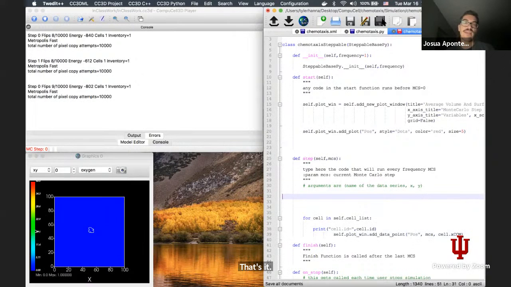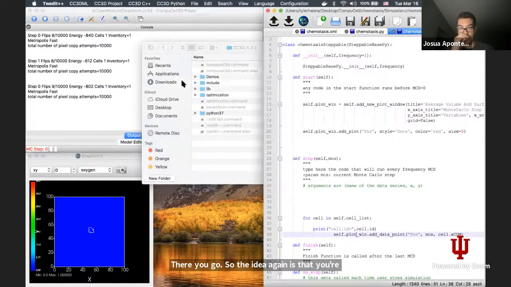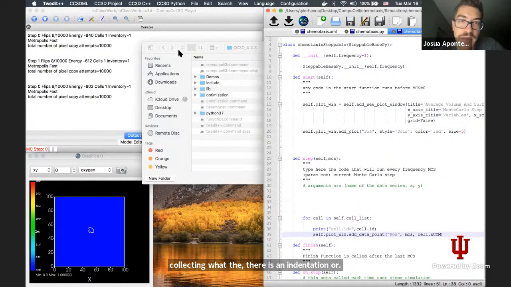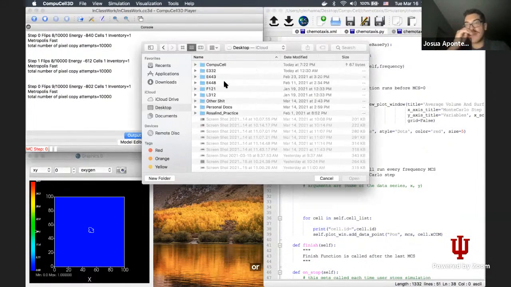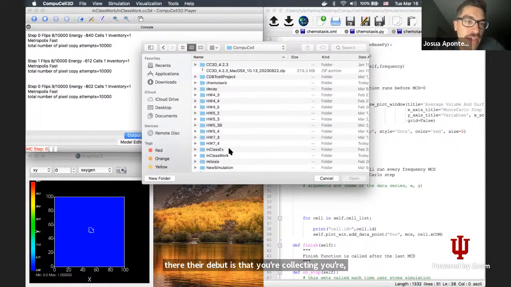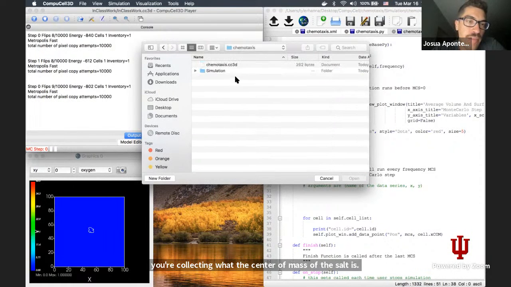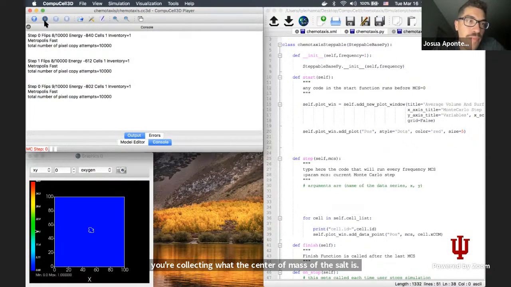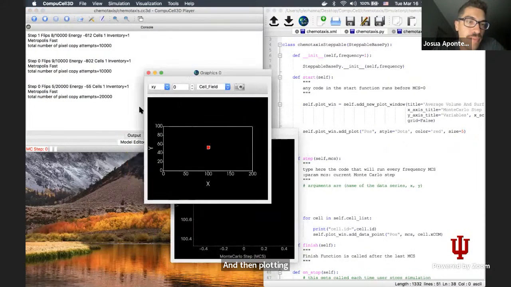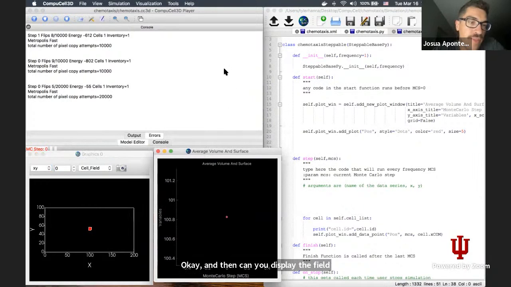So the idea again is that you're collecting, there is an indentation error that you're going to get. Oh yeah. There you go. The idea is that you're collecting the center of mass of the cell, and then plotting. There you go. Okay, and then can you display the field as well?